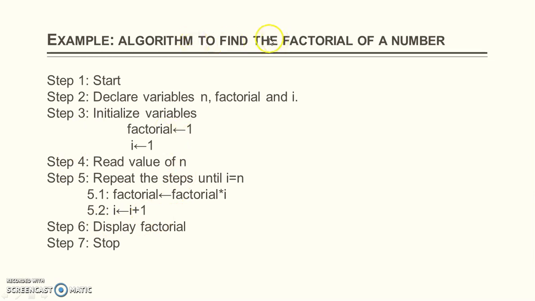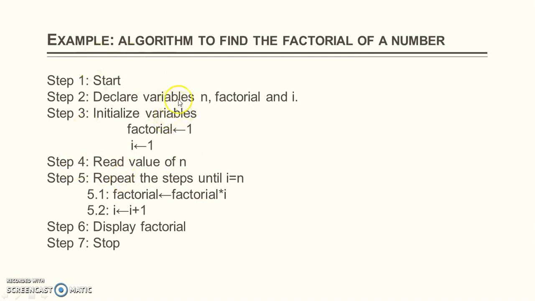Suppose we want to find the factorial of a number. Suppose we want to find the factorial of 5. That is nothing but 5 factorial is equal to 5 into 4 into 3 into 2 into 1. That means we have to multiply two numbers, till it reaches 1. We have to repeat this sequence, so we will use the repeat scenario.